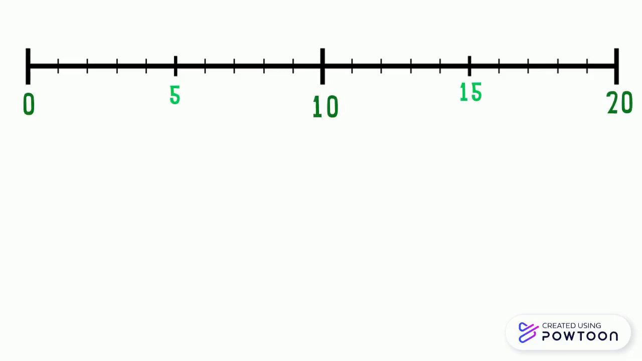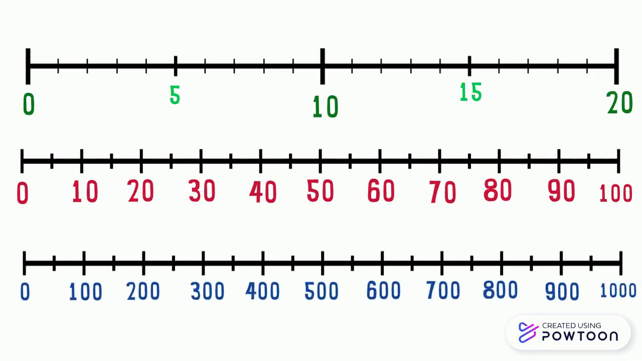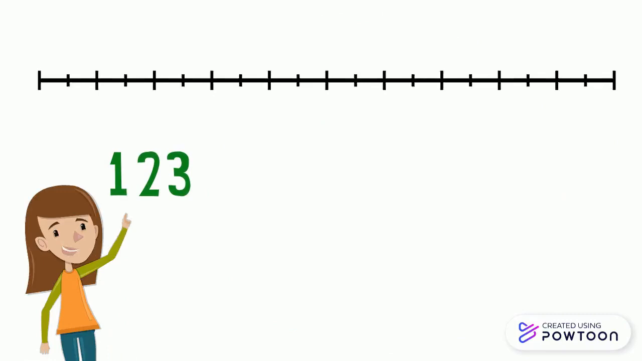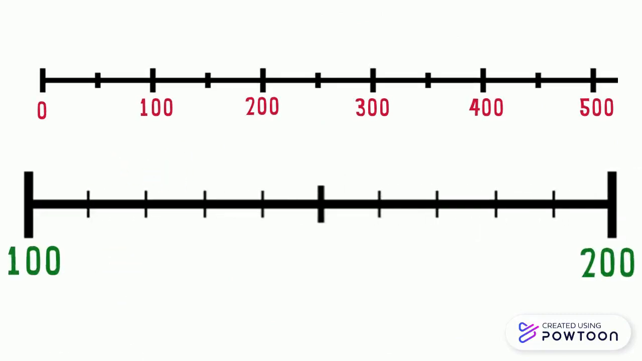First, we are going to remember that we have a number line graduated 1 by 1, a number line graduated 10 by 10, and a number line graduated 100 by 100. If we want to place the number 123 on the number line, we can use the number line graduated 100 by 100 or the one that is graduated 10 by 10.